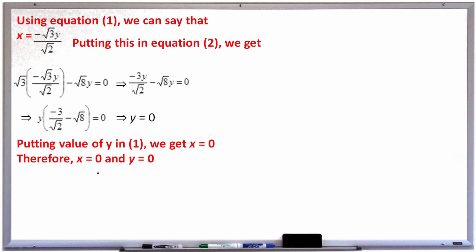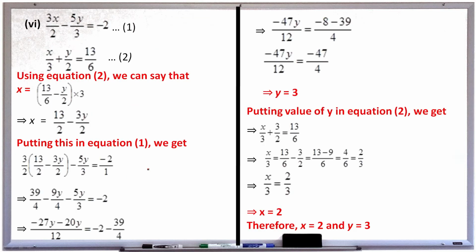Next question. Using equation number 1, we can say that x is equal to minus root 3 y by root 2. Putting this in equation number 2, we get this answer, root 3 into this value, just put it there. So after simplifying, you will get y is equal to 0. Putting the value of y in equation number 1, we get x is also 0. Therefore x is equal to 0 and y is also 0.